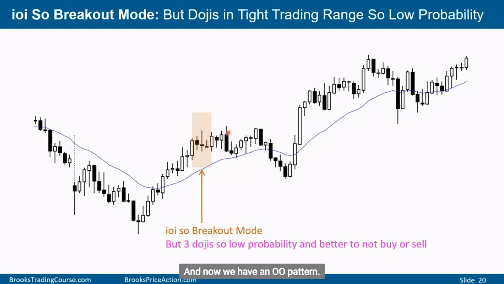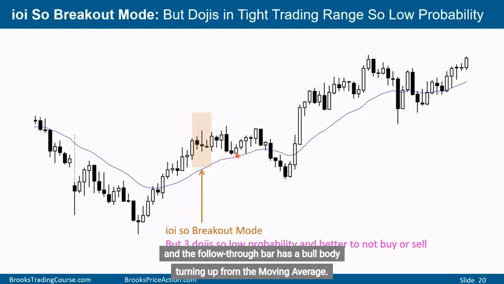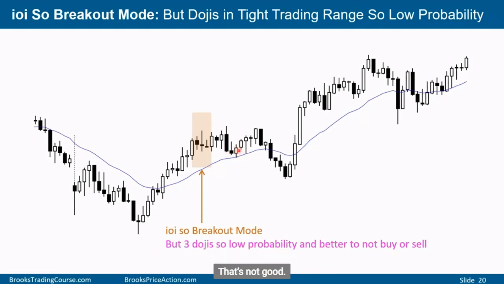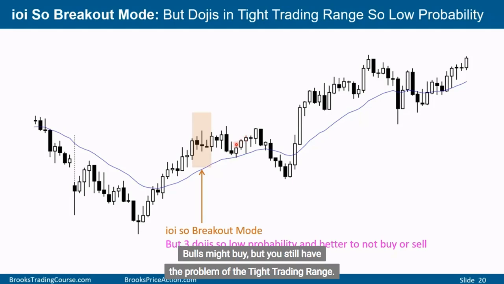Now we have an OO pattern. We have an outside bar and a bigger outside bar. I might sell below that, but if you did, you're disappointed that the entry bar is not very big, and the follow-through bar has a bull body turning up from the moving average. That's not good. So a lot of the bears would give up above this. Bulls might buy, but you still have the problem of the tight trading range.